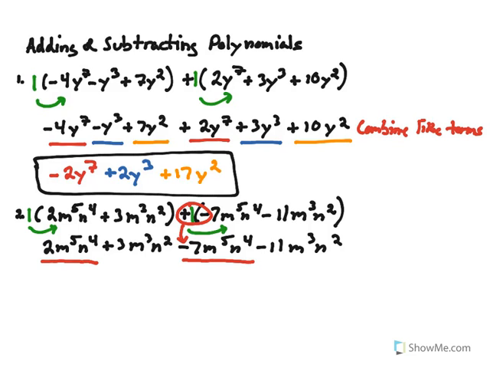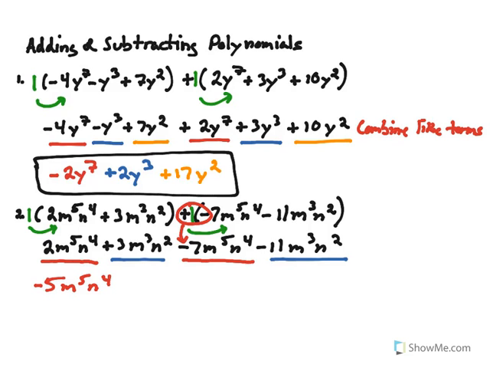So we can go ahead and combine those from left to right. 2 take away minus 7 is going to be a minus 5m to the 5th, n to the 4th. You're just combining the coefficients. The exponents are going to stay the same. And then the next thing you want to look for is this term, 3m cubed n squared. So we have 11m cubed n squared. So we're going to combine those two.